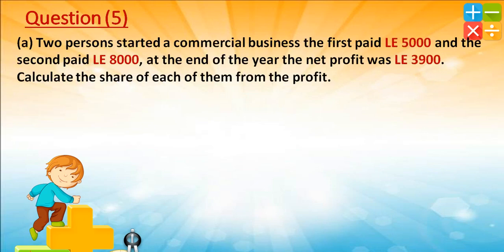Question number 5. Two persons start a commercial business. The first paid £5,000 and the second paid £8,000. At the end of the year, the net profit was 3,900. Calculate the share of each of them from the profit.